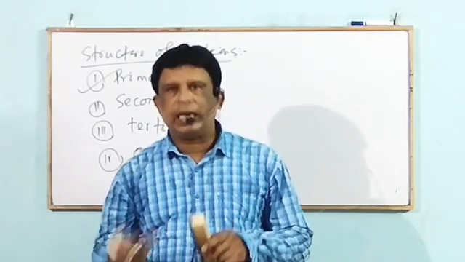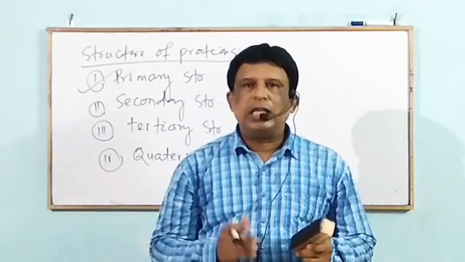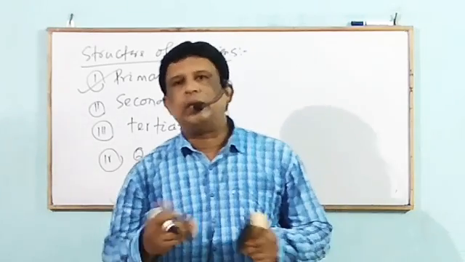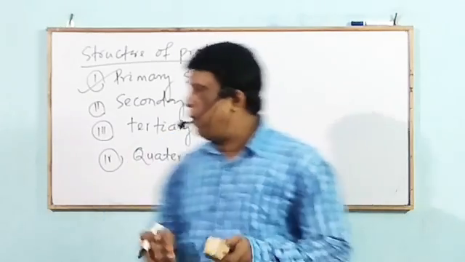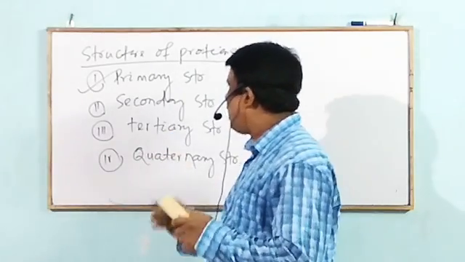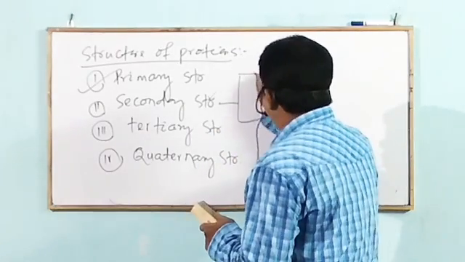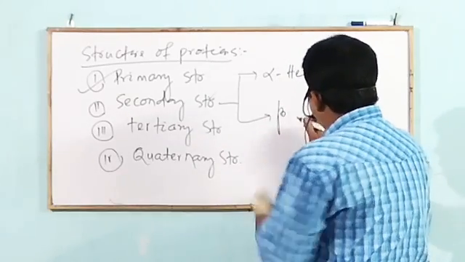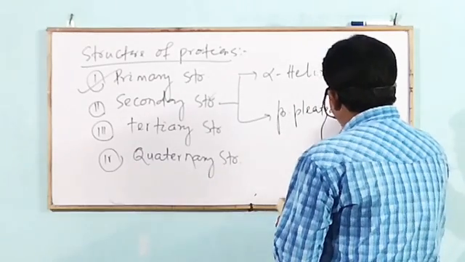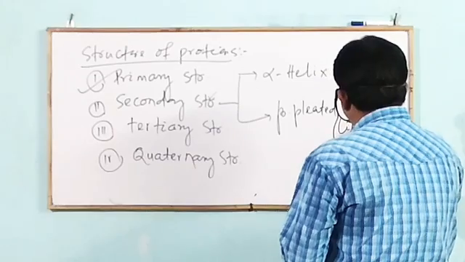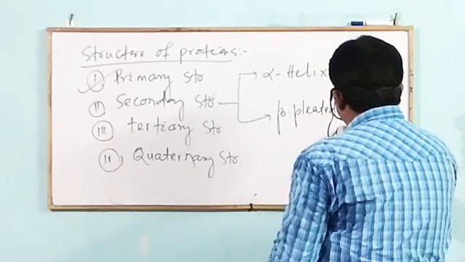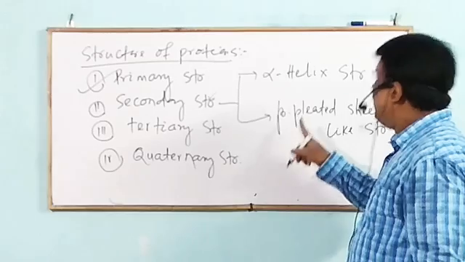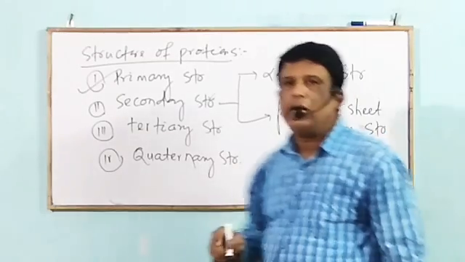Next we go through the secondary structure. It refers to the arrangement of the polypeptide chain into the three-dimensional structure a protein assumes. Depending upon the side chain of the alkyl group, the secondary structure may be of two types: one is alpha helix structure and one is beta pleated sheet-like structure. If the size of the alkyl group is large, it is known as alpha helix structure. If the size of the alkyl group is small, it is known as beta pleated structure.